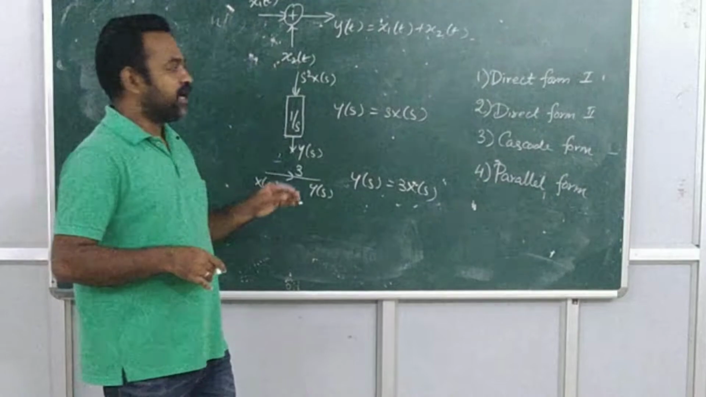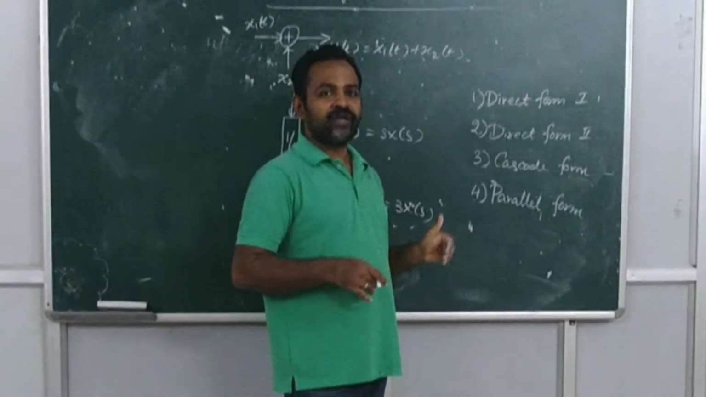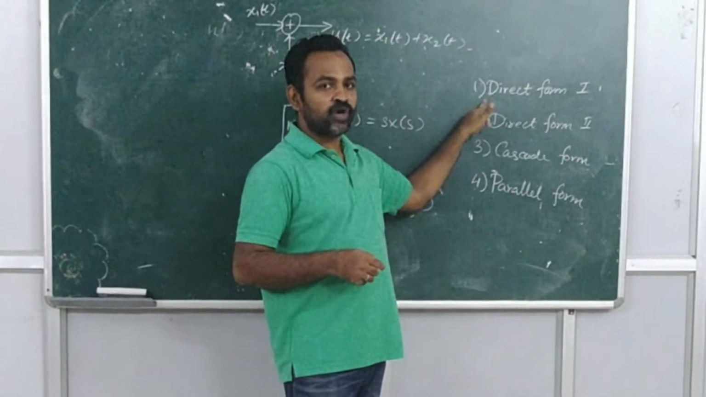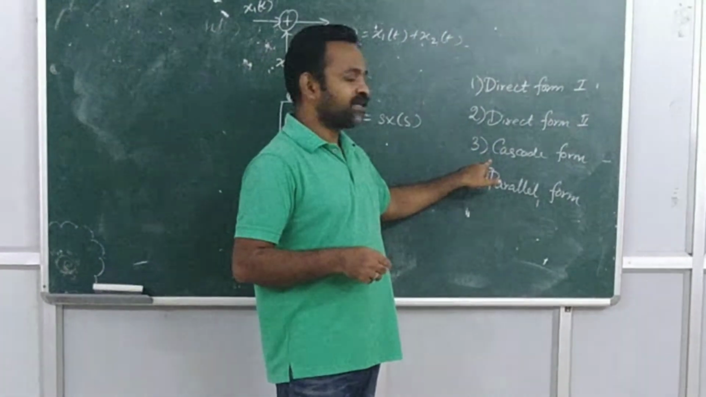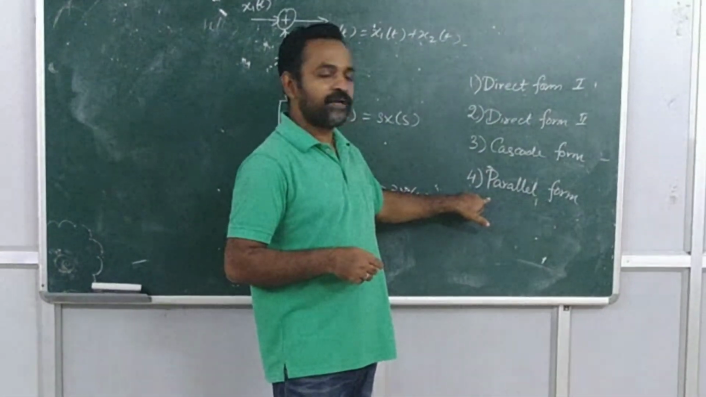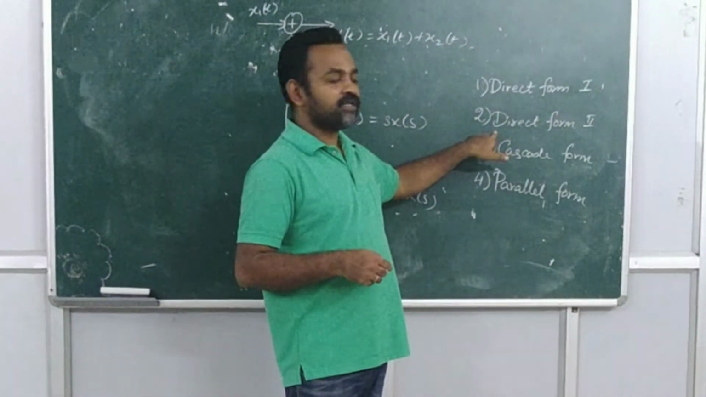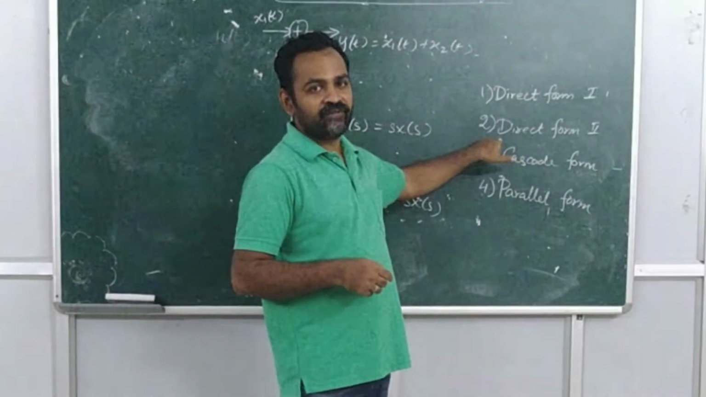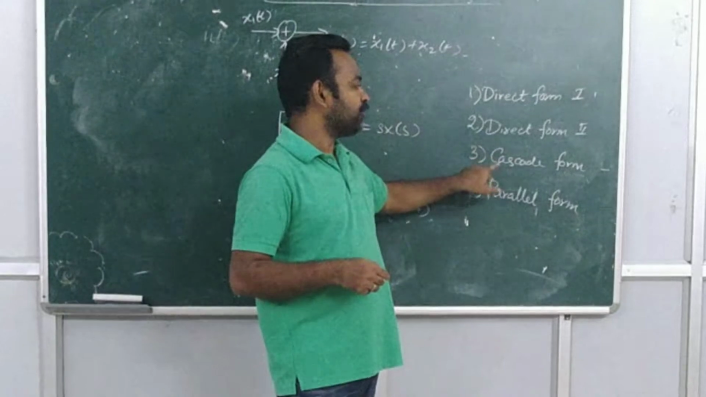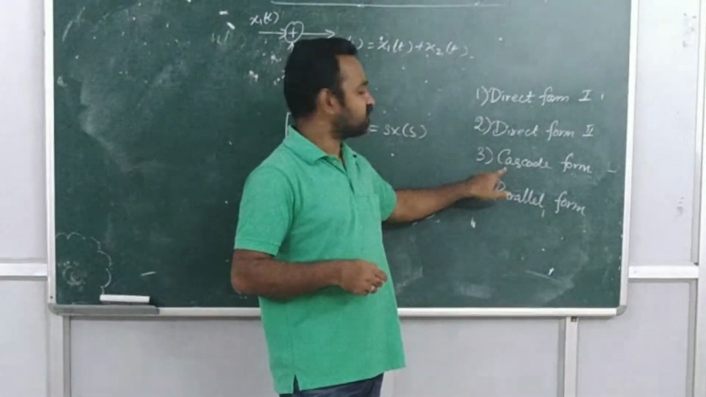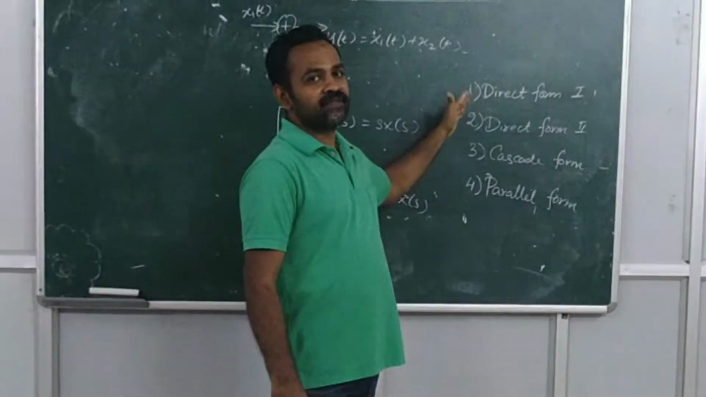Coming to the types of block diagram representation, we have four different types. One is direct form 1 realization, the second is direct form 2 realization, then cascade form, and the fourth one is parallel form realization. All these four are important. Among the four, direct form 2 is very, very important, because only if you know direct form 2 realization are you able to perform cascade realization as well as parallel form realization. So now we will see these things one by one.